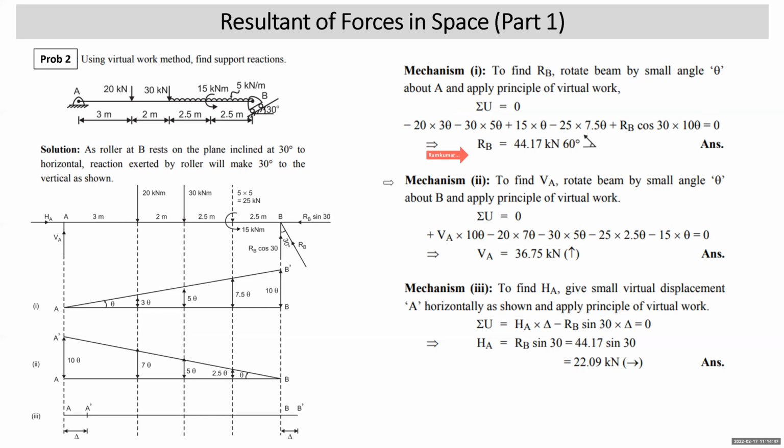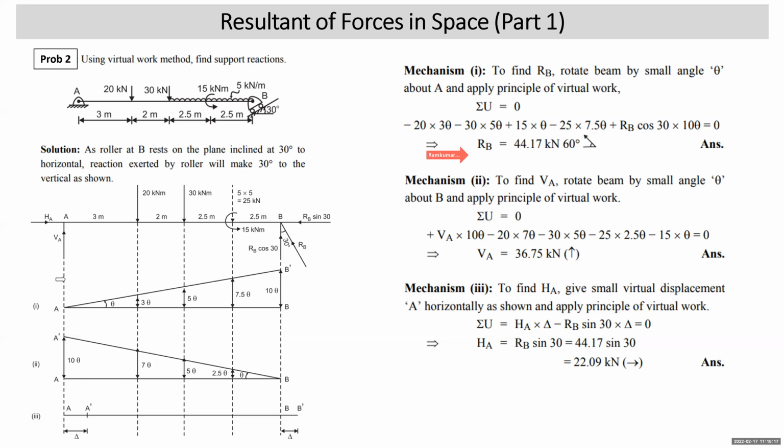All right. Then we come to the second mechanism, where we want to find VA. To find VA, as in the previous problem, rotate the beam about B by small angle theta in the clockwise direction, so that the virtual displacement of point A will be 10 theta. This point is 7 meters away from B, 7 theta. This is 5 meters, so this is 5 theta. This is 2.5 theta. Let's apply the principle of virtual work. VA will do positive work. HA will not do work because there is no horizontal displacement of the point of application.